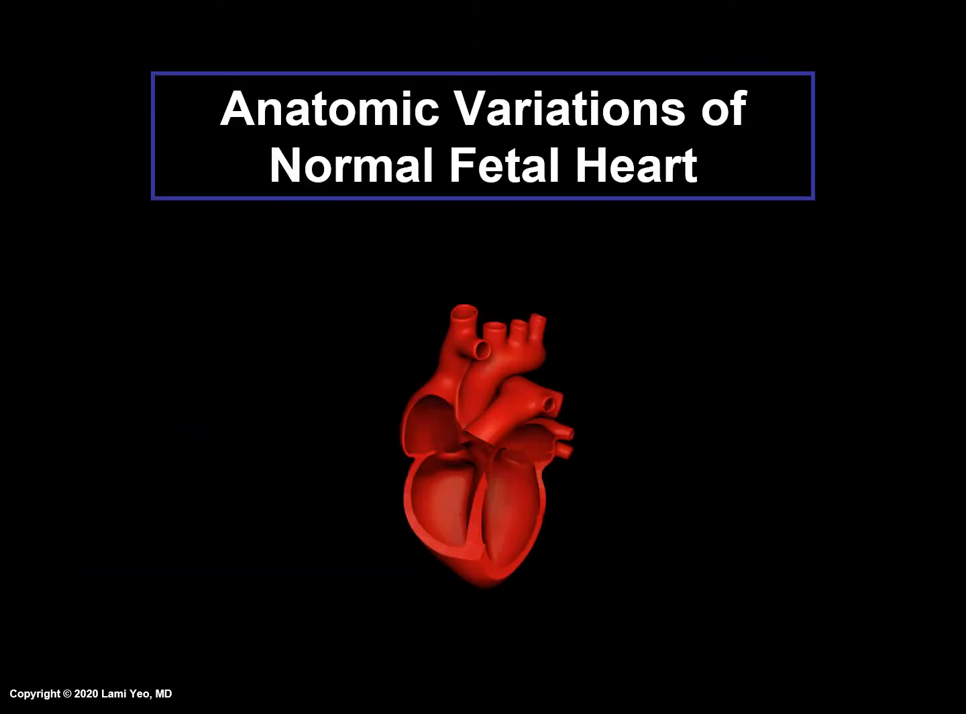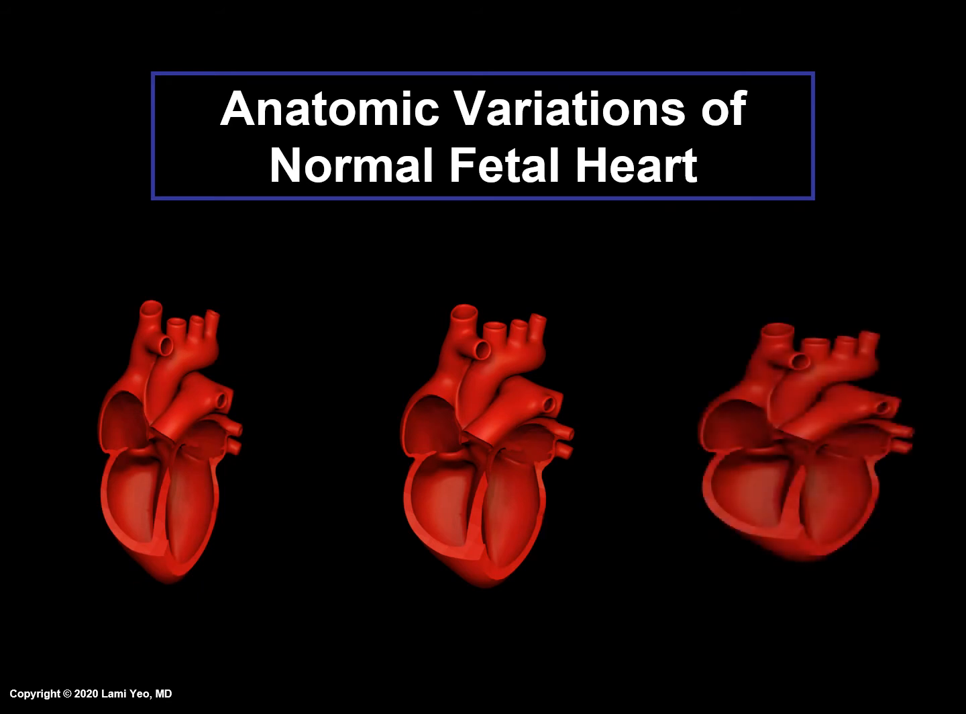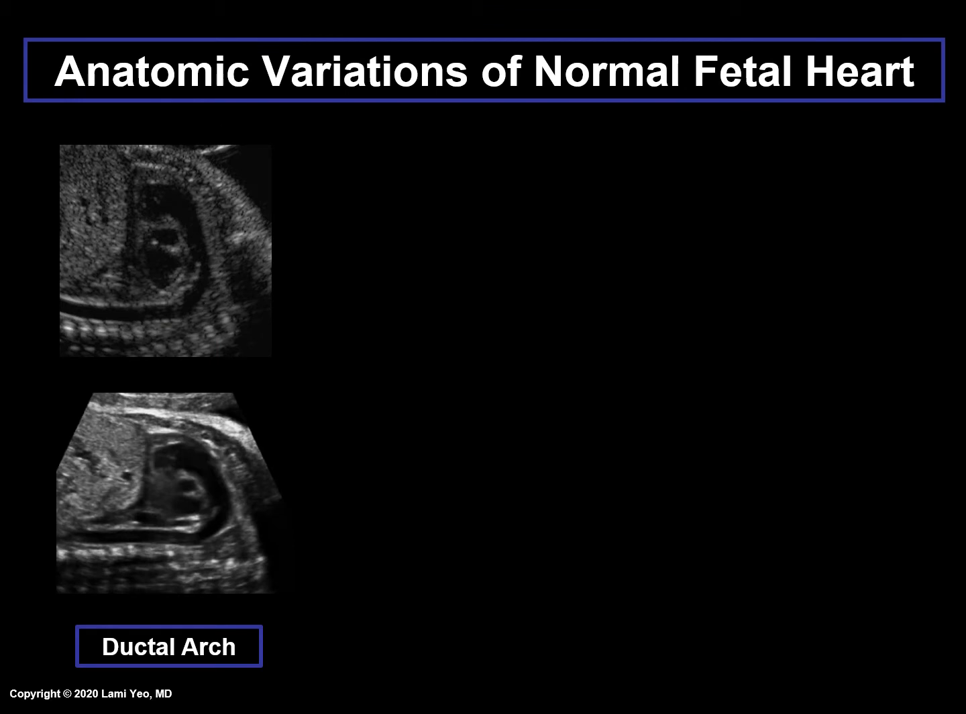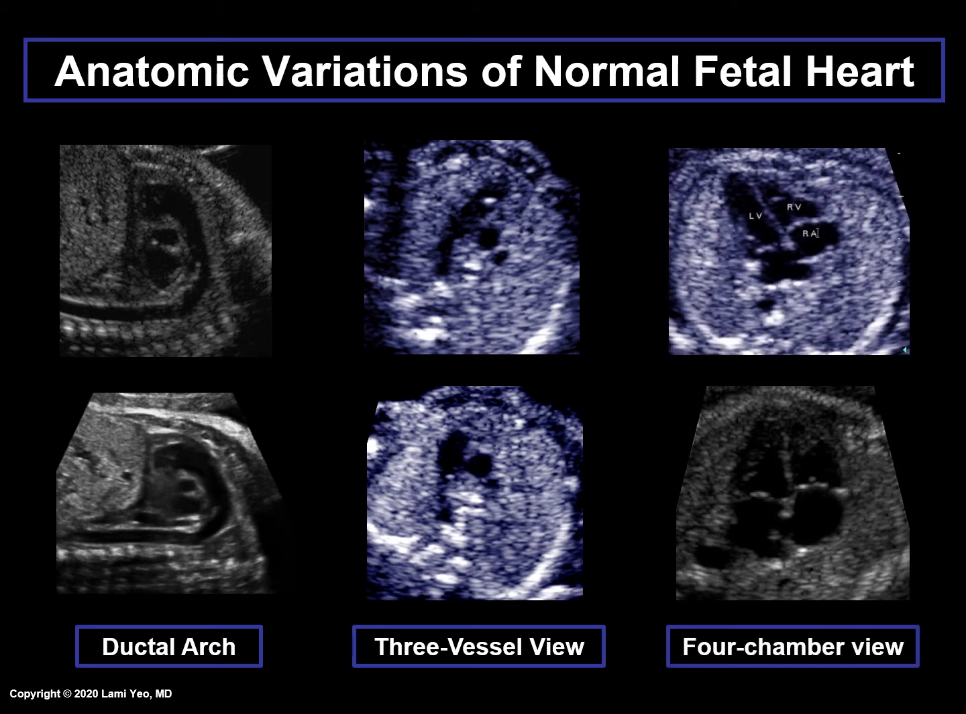Another issue is that when examining the fetal heart sonographically, the examiner must recognize that in normal fetal hearts there is anatomic variation. For example, the same cardiac view, such as the 4-chamber view, appears different among various normal fetuses. All of these images were taken from normal fetal hearts, yet the same cardiac view looks different from one fetus to another. This is evident in the ductal arch view, 3-vessel view, and the 4-chamber view.